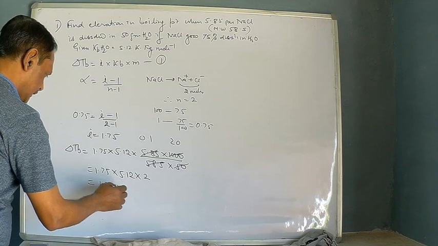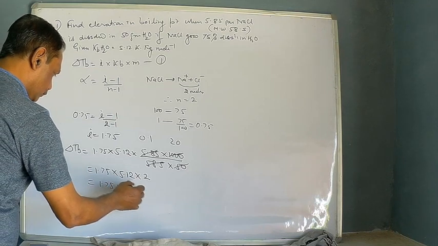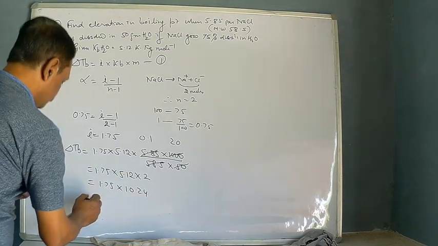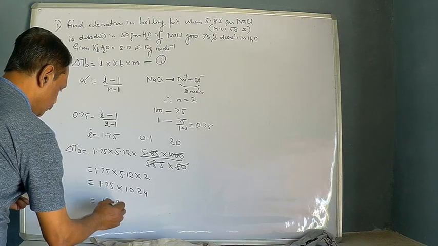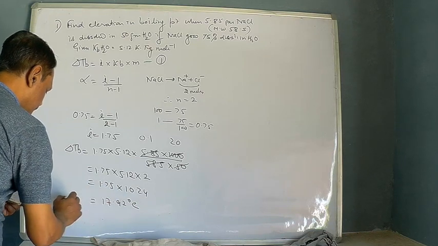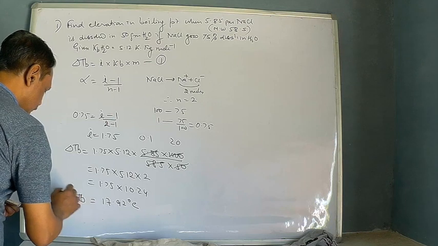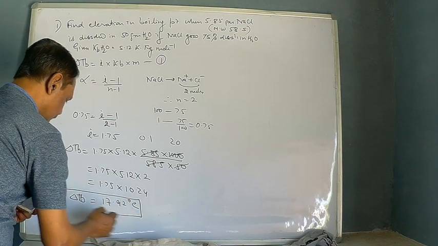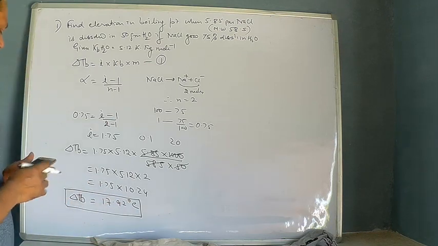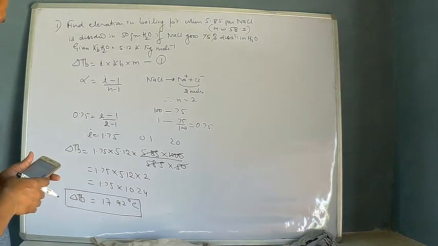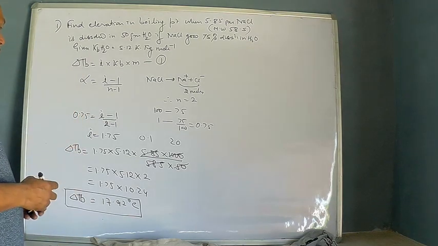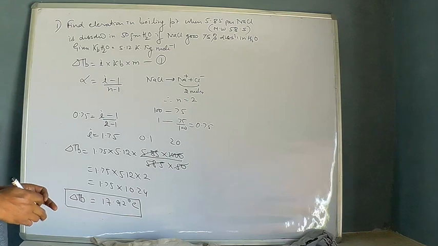So 1.75, 10.24, 17.92 degrees C. So this is your answer. Delta Tb equal to 17.92 degrees centigrade. So this is the way we can solve abnormal molar mass numericals.